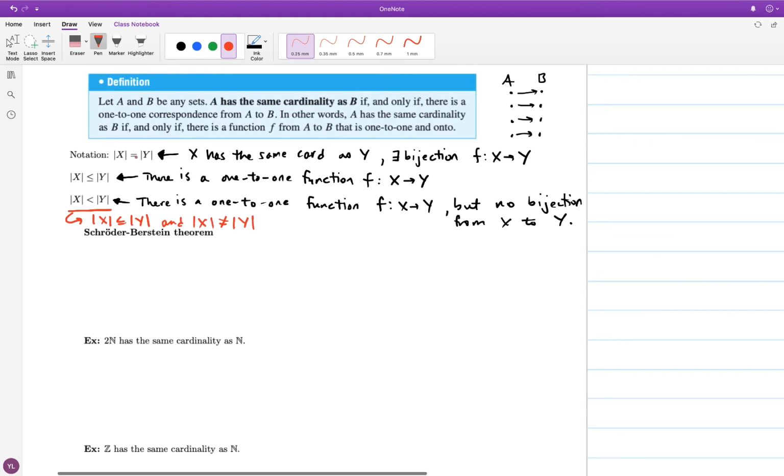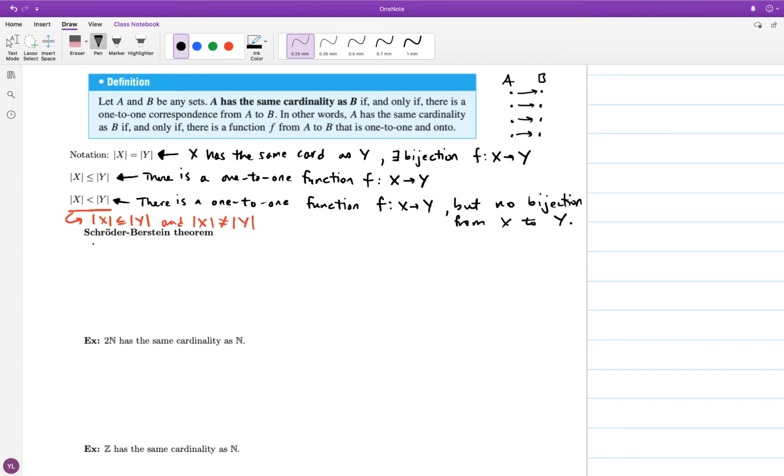Okay, and it turns out that when you're talking about two infinite sets having the same cardinality, sometimes it's hard to find a straight up bijection from one set to another. It takes a lot of work to do so. But what's easier is to find an injection from x to y and then an injection from y to x. So the Schroeder-Bernstein theorem says that doing that second option is equivalent to the first.